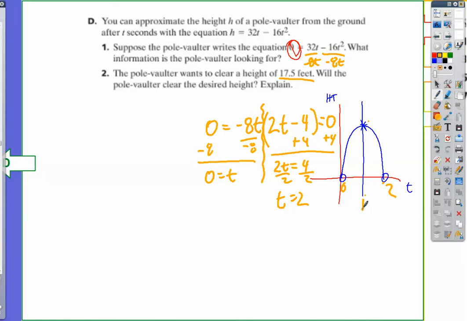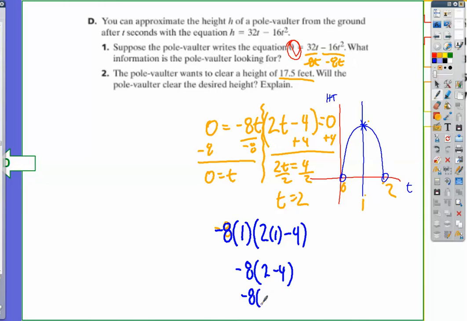So let's plug in 1 to both my t's. So I have -8. I'll change colors since I'm doing something different. So I have -8 times t, which is 1, times 2 times 1 minus 4. All right, -8 times 1 is in fact -8. 2 times 1 is 2 minus 4. So I have -8 times -2 for a grand total of 16 feet.